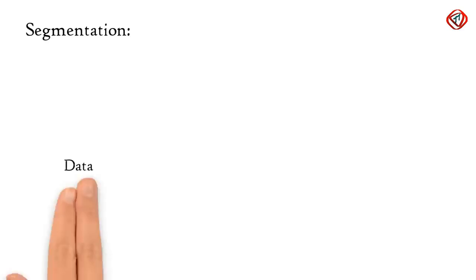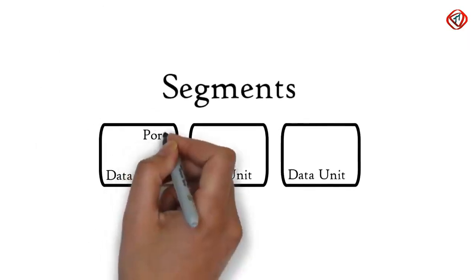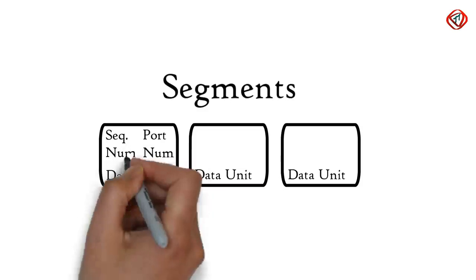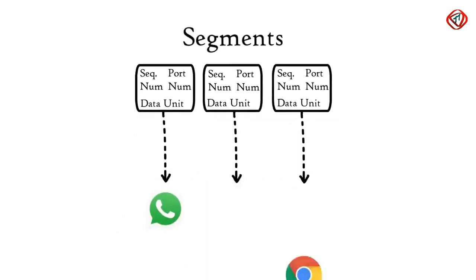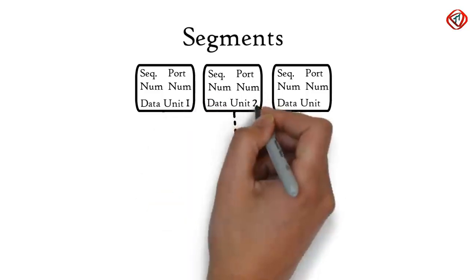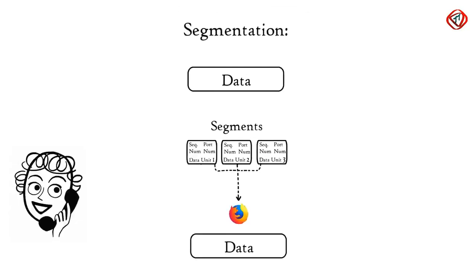In segmentation, data received from session layer is divided into small data units called segments. Each segment contains a source and destination port number and a sequence number. Port number helps to direct each segment to the correct application, and sequence number helps to reassemble segments in the correct order to form the correct message at the receiver.